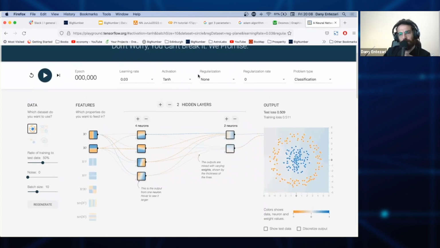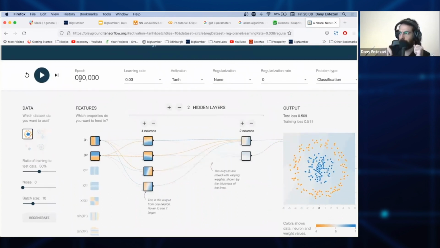I will not change the hyperparameters, and I will not change the neural network. I will not change the configuration. I'm going to hit play. And what I want you to look at is the animation in here. Now, what you're going to see is these epochs are quickly going to increment, like some sort of time lapse.